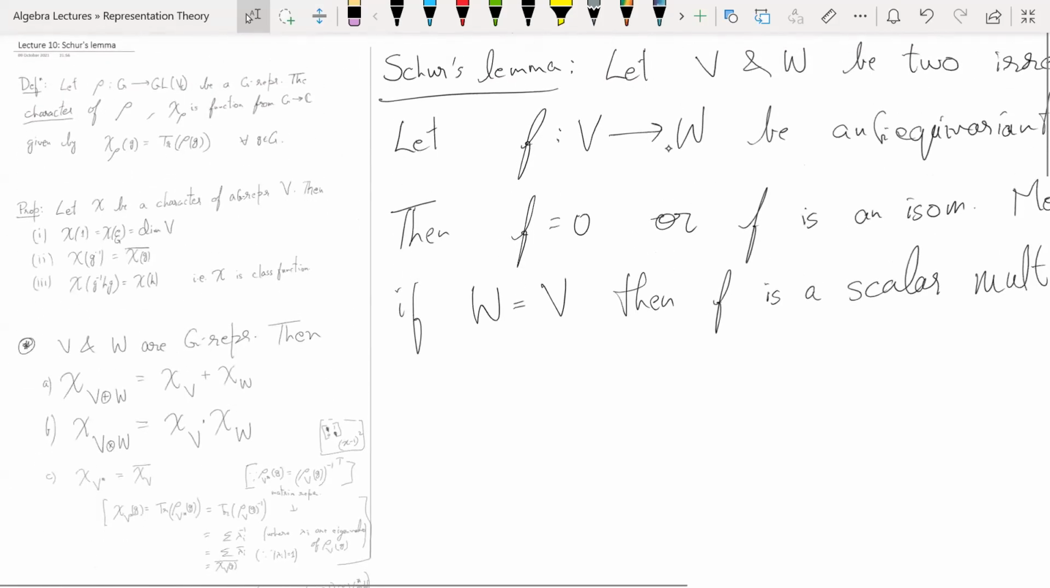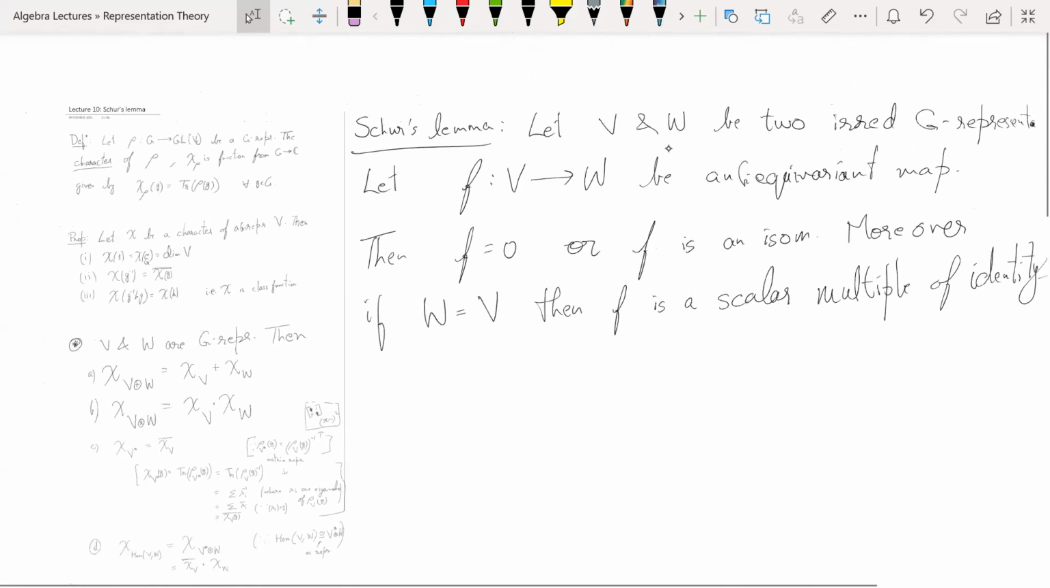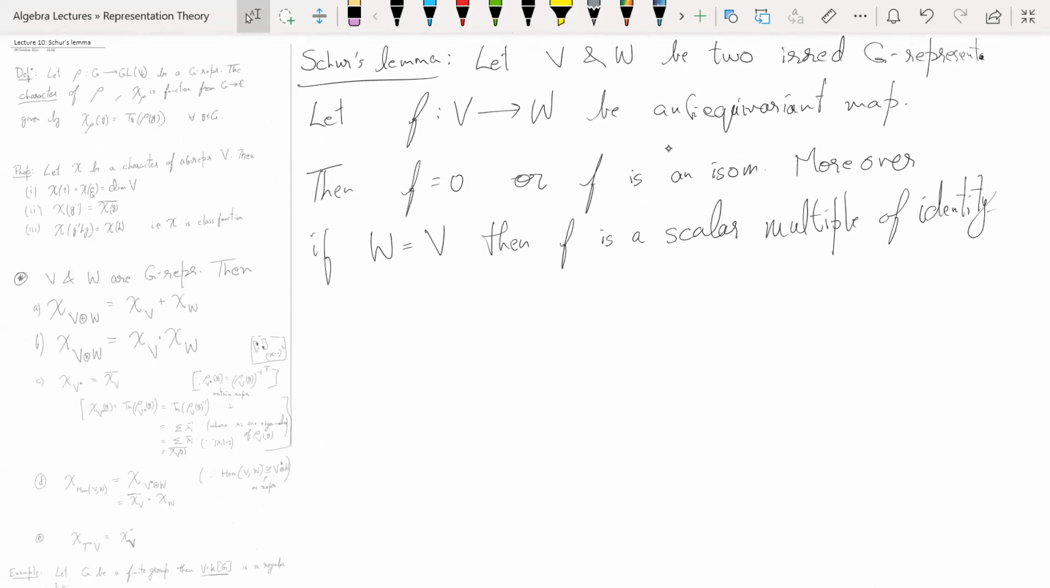Let's move on to Schur's lemma. I want to prove Schur's lemma today, so hopefully there's enough time for that. Let V and W be two irreducible G representations. I made this statement, but I didn't write it down. And let F from V to W be a G-equivariant map.